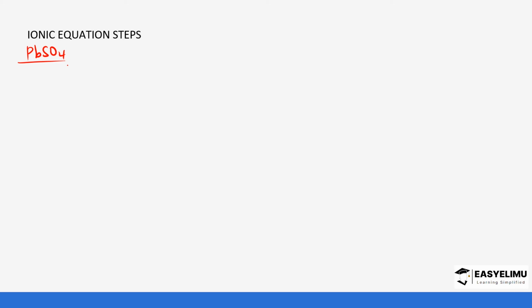Sometimes you might be given the reactants to use in a question, but in most cases you are not given the reactants. You come up with the reactants yourself. So how do we do that? We want to prepare lead sulfate. What we do is separate this into two parts.